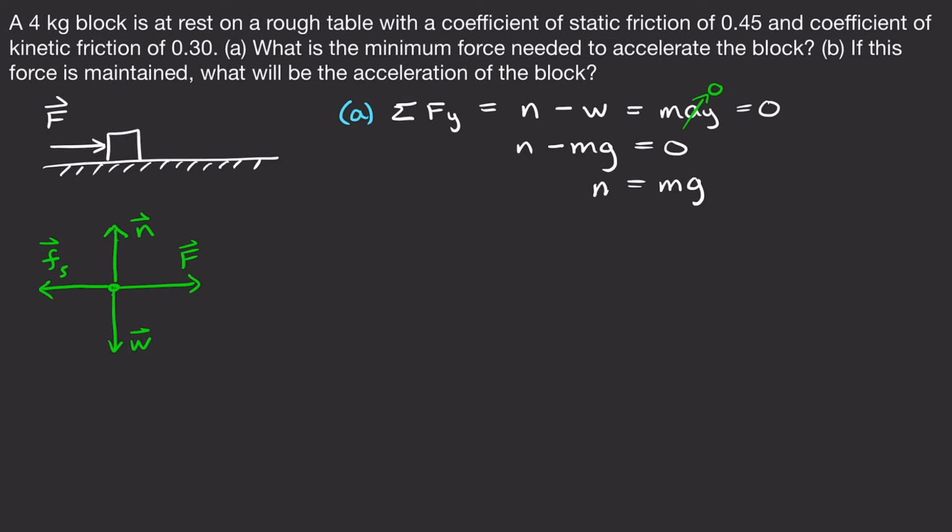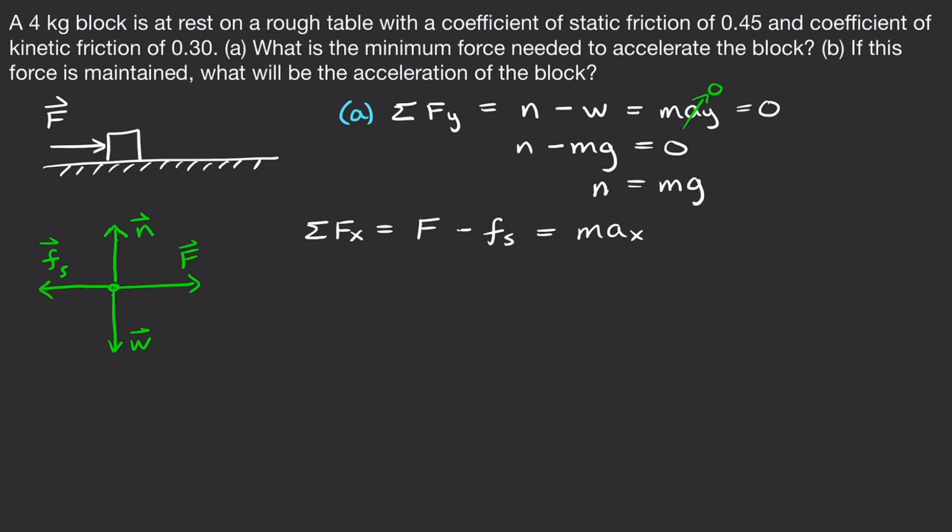Okay, now I can move on to the x component of the force. Okay, sum up the forces in the x direction, and I get this horizontal force that I'm applying to the right minus the force of static friction to the left. I'll set this equal to mass times acceleration in the x direction.